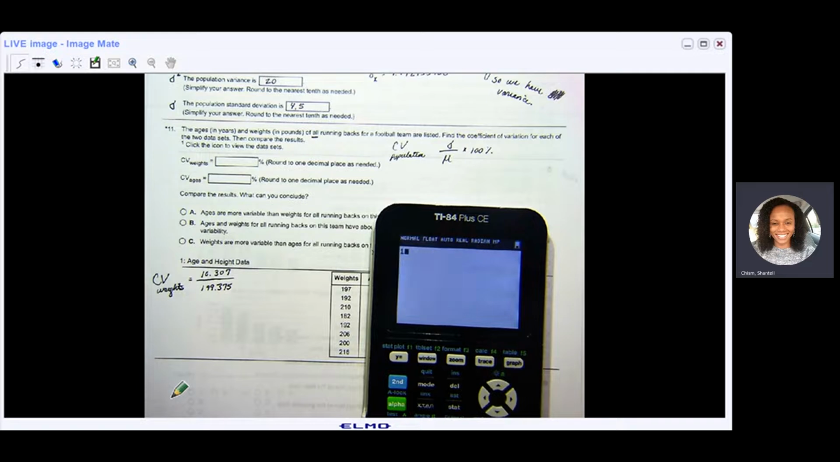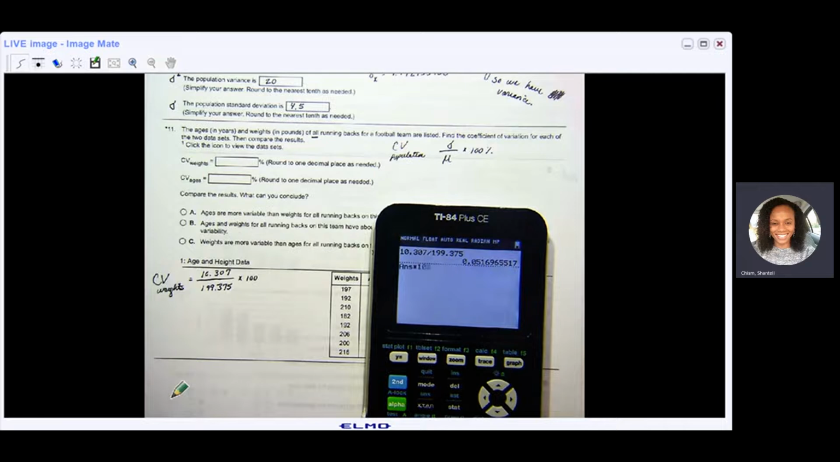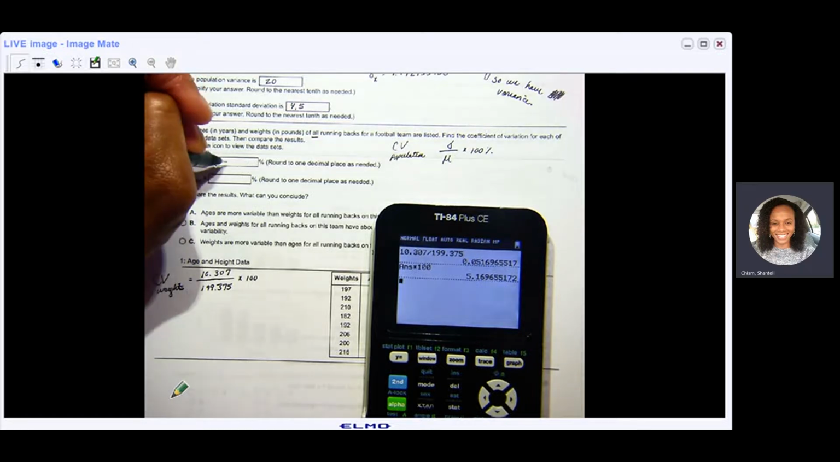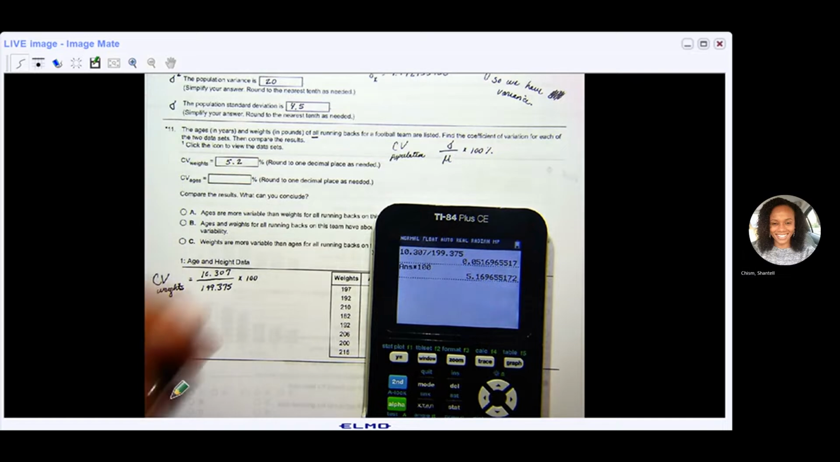So 10.307 divided by 199.375, 0.05169, but then we're going to say times 100. So I'm going to say that times 100. So 5.169, rounding that to one decimal, 5.2.